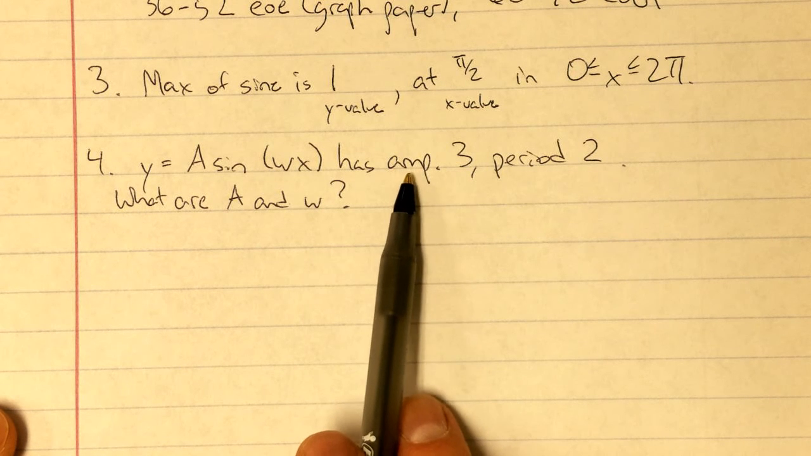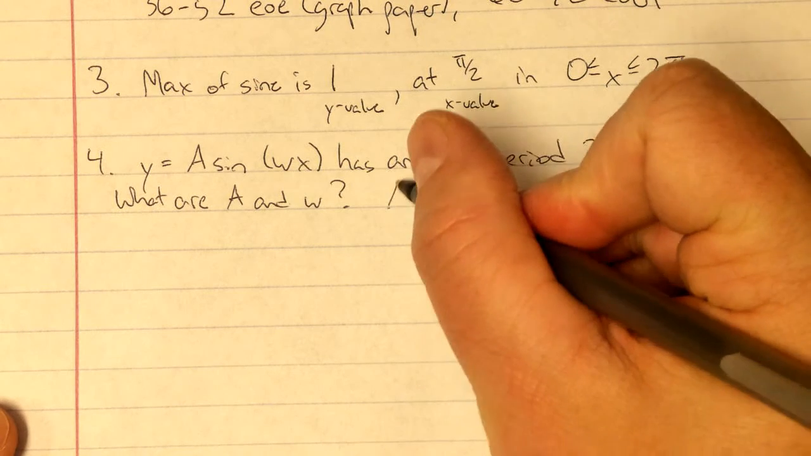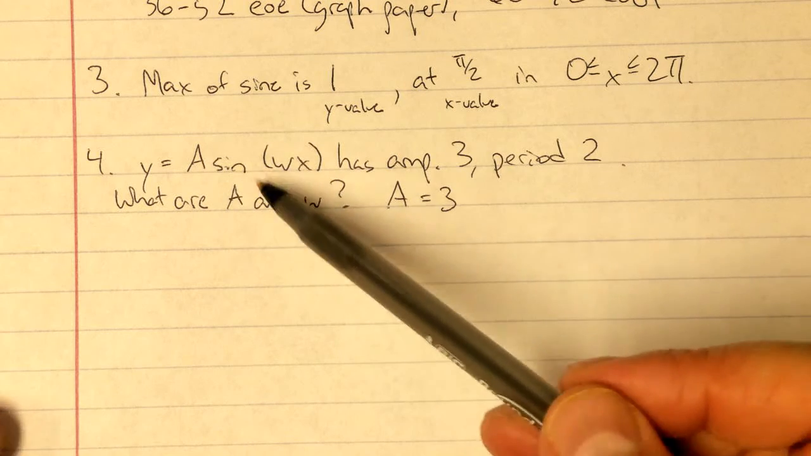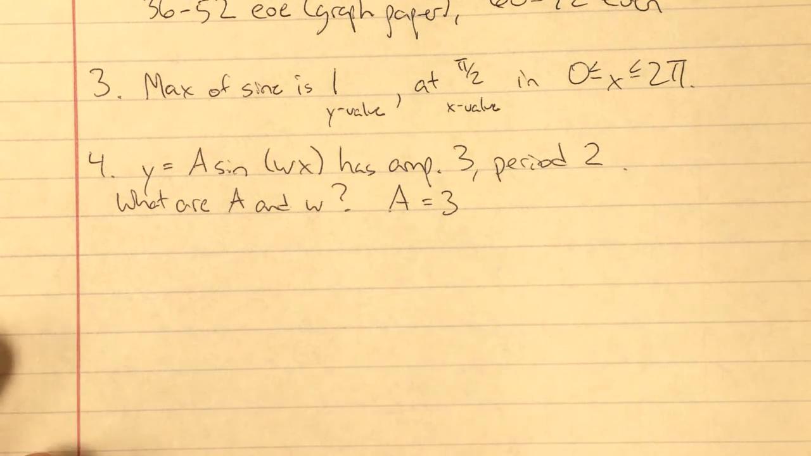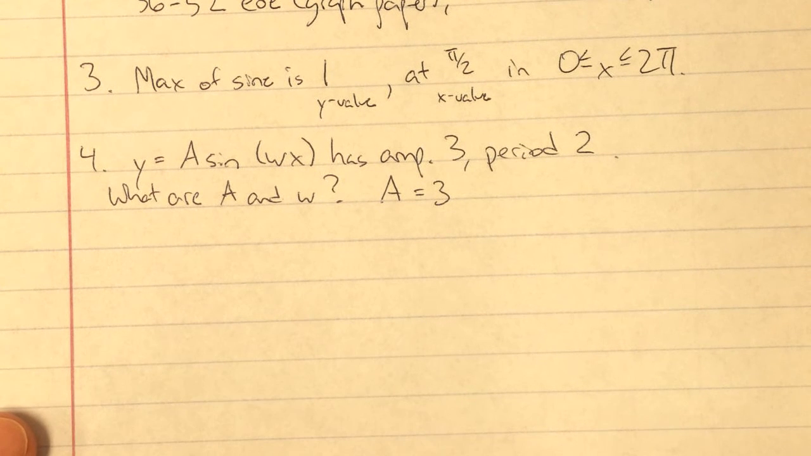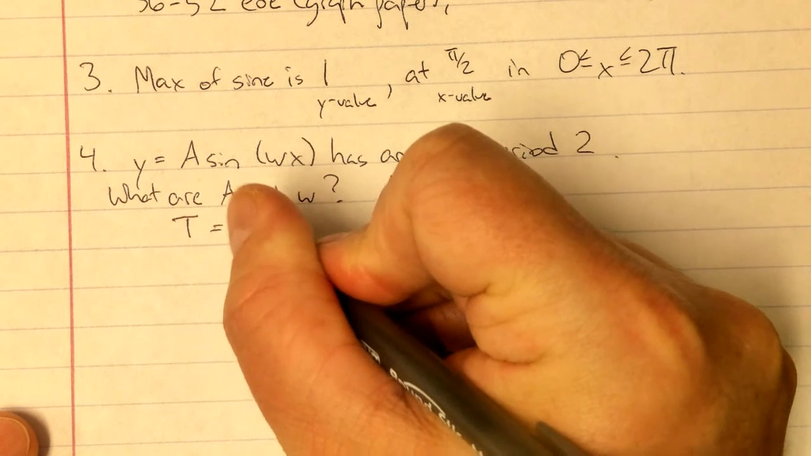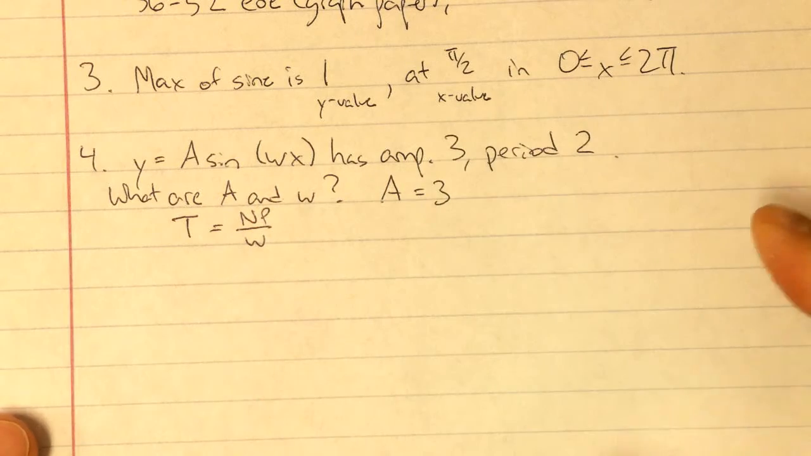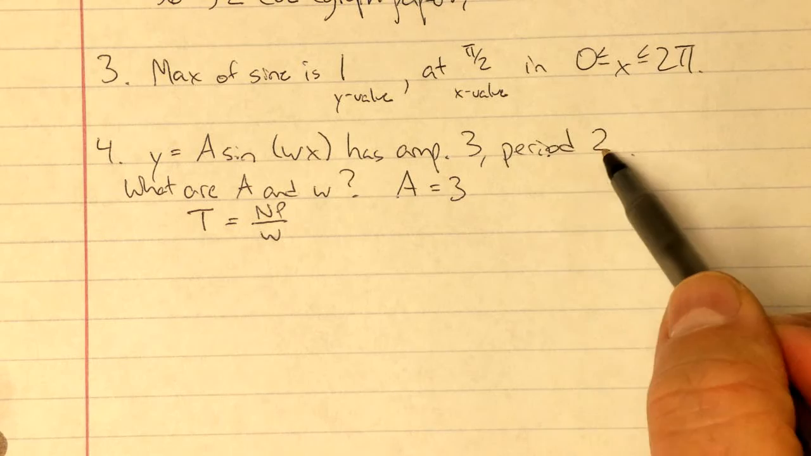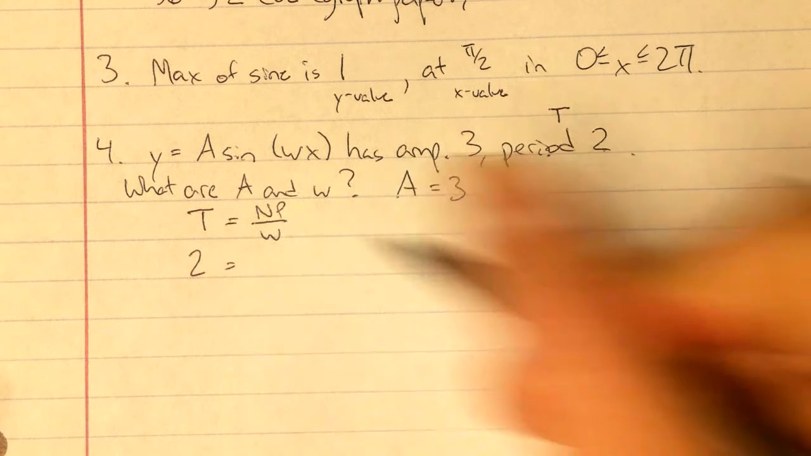Okay, so the amplitude is 3. It's not a trick question on this. It's very simple. It's A equals 3 because of the A in A sine wx. Now, to get the other part, we've got to use our formula, T equals the normal period divided by W. And this is where you're going to substitute. The period is 2, which means T is 2. So I put a 2 there.